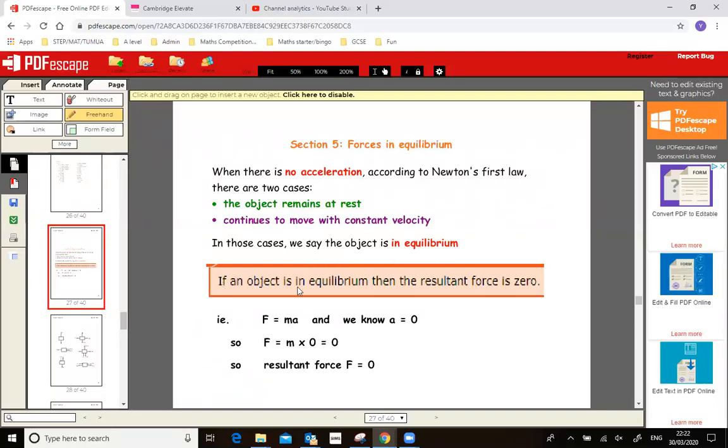If an object is in equilibrium, then the resultant force is zero. So what does that mean? If you think about Newton's second law formula, F equals ma, and we know that there's no acceleration, so that means a equals zero. When we substitute into the formula, F would equal m times by zero, which equals zero. Hence, the resultant force F will be zero. So let's look at some examples.